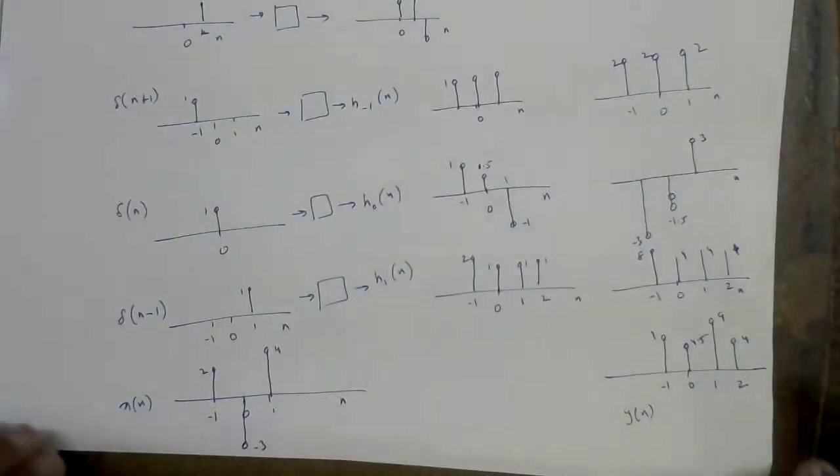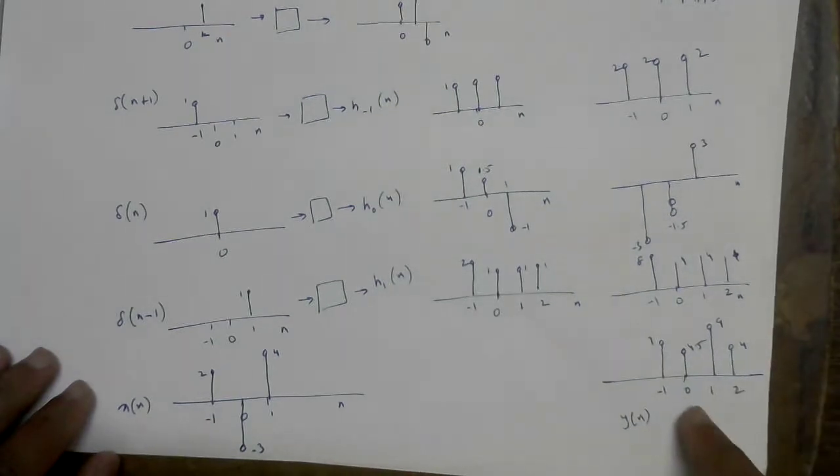Okay, so this was what we saw earlier. We were talking about how we generated this output y of n.